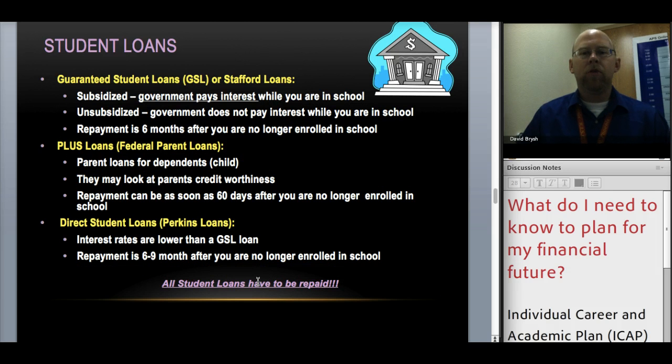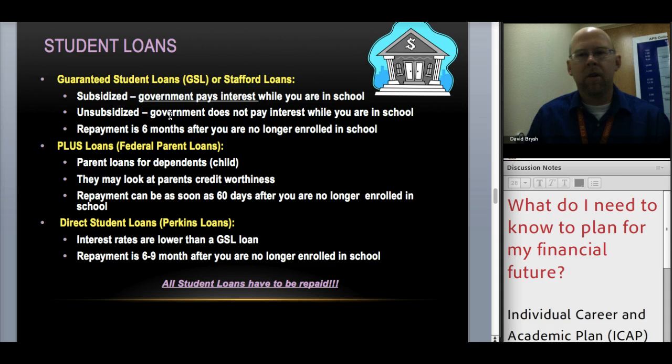If you don't get all of the money that you need through scholarships, then you might be doing loans too. And there are a couple different kinds. There are guaranteed student loans, sometimes called Stafford loans, and there are subsidized and unsubsidized kinds of loans. Subsidized are the ones you want because the government will pay the interest while you're in school. So you don't pay anything until you're done, which is nice. If you get an unsubsidized loan, that means the interest is accruing while you're in school.